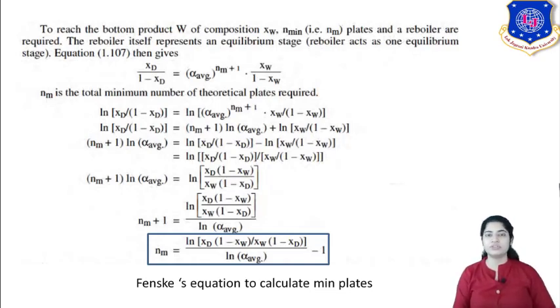Now you have to take the natural logarithm on both LHS and RHS, and finally you get the following relation: nm is equal to ln of xt into 1 minus xw upon xw into 1 minus xd, whole upon ln of alpha average minus 1. So this is your Fenske equation to calculate the minimum number of plates.